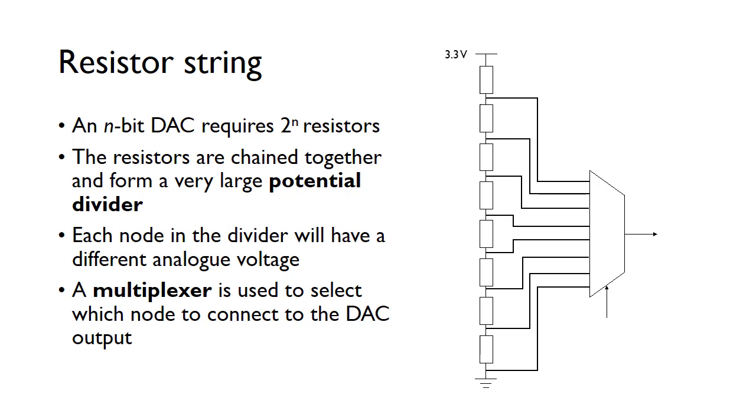So you can see here we've got this resistor string, 3.3 volts at the top, 0 at the bottom. Each node has essentially got a different voltage. If you only had 2 resistors, you wouldn't have the same resolution. And all these resistors, I should put, are typically the same value as well. So all of these nodes have got a different analog voltage associated with them.